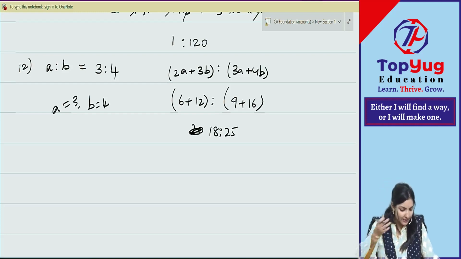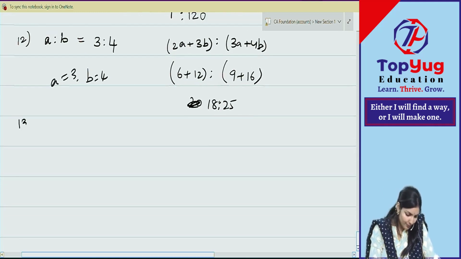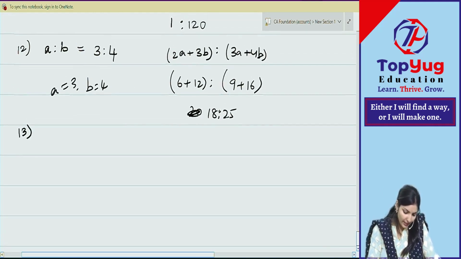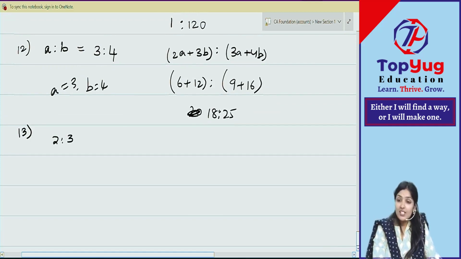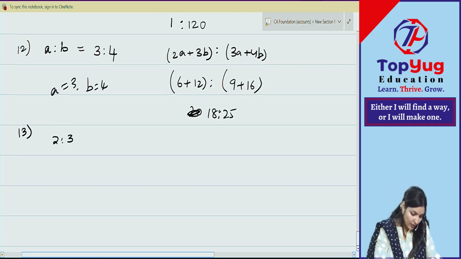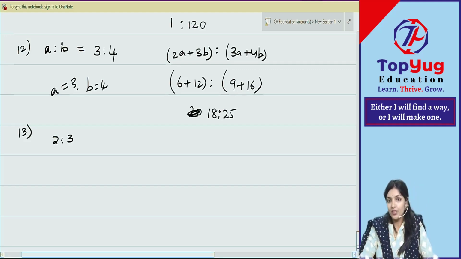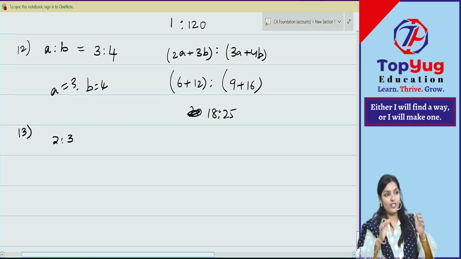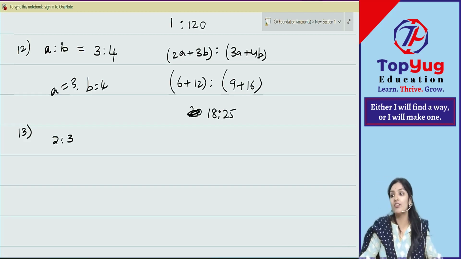Shall I start with the next? Now the 13th one. Two numbers are in the ratio 2:3. Now this is the one you people need to have a look at. If 4 is subtracted from each, they are in the ratio 3:5. The numbers are... there is one method which we go in a straightforward manner, the X method we call it.